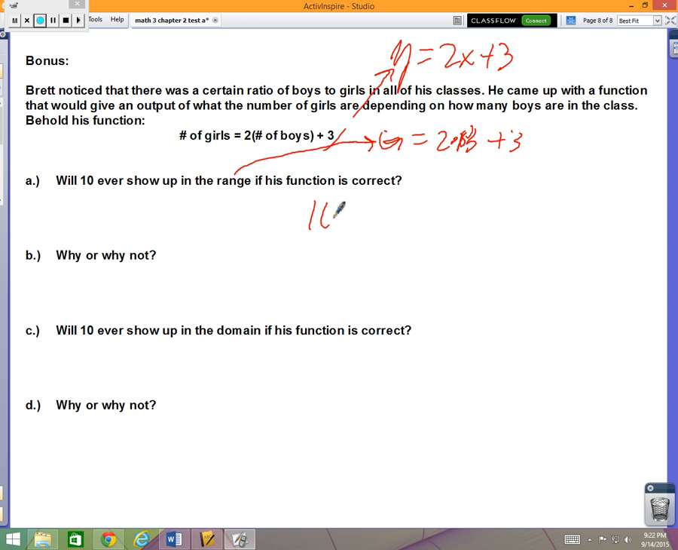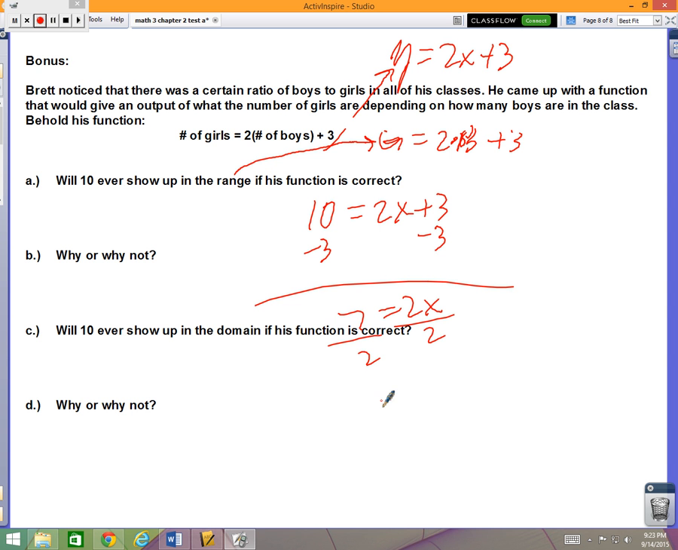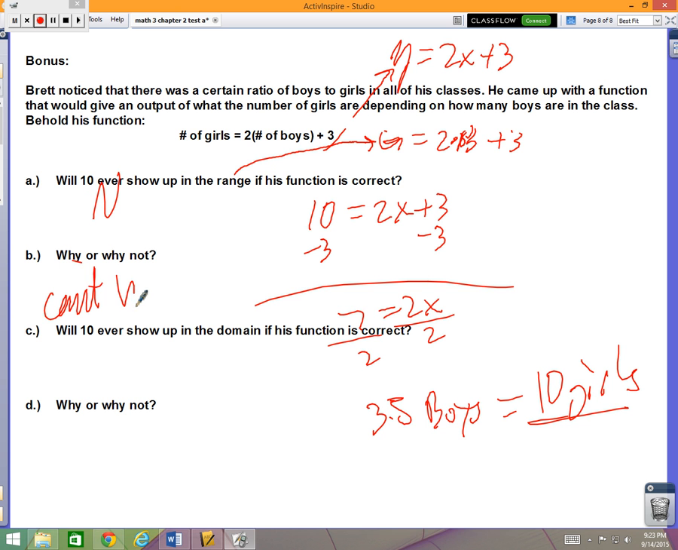The only way you're going to have 10 girls is if you have, divide by 2, divide by 2, 3.5 boys will give you 10 girls. So the answer is no. You cannot have 10 girls because it's impossible to have a fraction of a boy. So that's B. Can't have 3.5 boys.